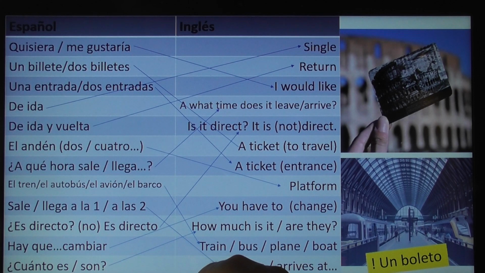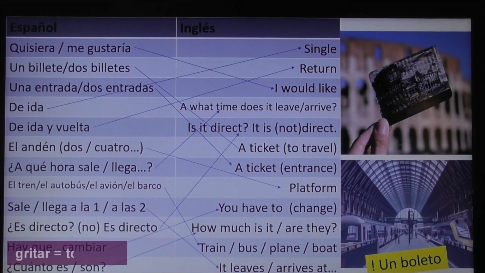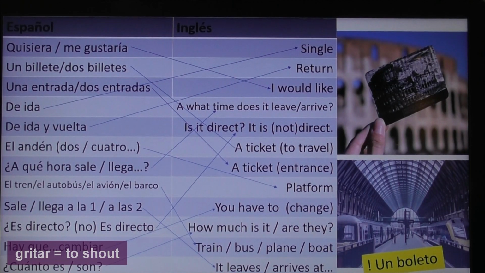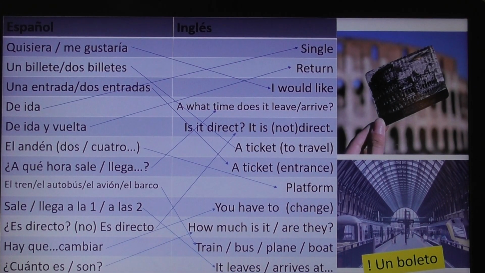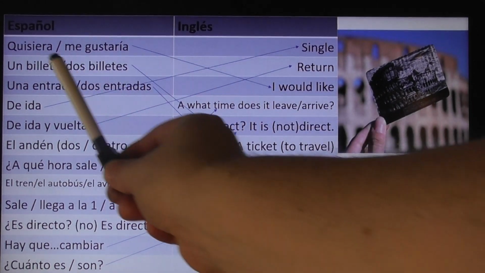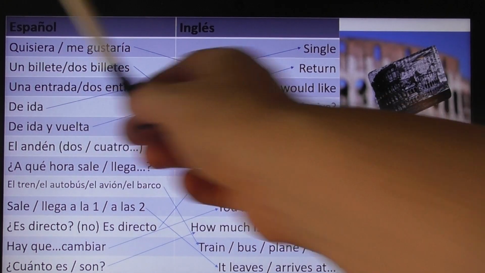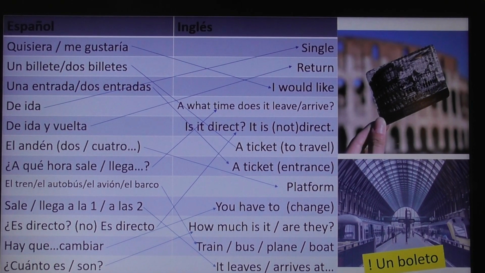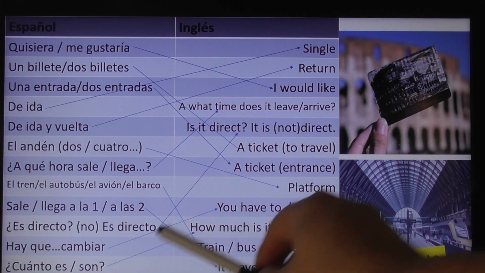¿Cuánto es? ¿Cuánto son? Venga, practicamos. Gritad, por favor, en inglés. Quisiera. I would like. Don't forget, there's two ways of saying that. Me gustaría and quisiera. ¿Es directo? Is it direct?